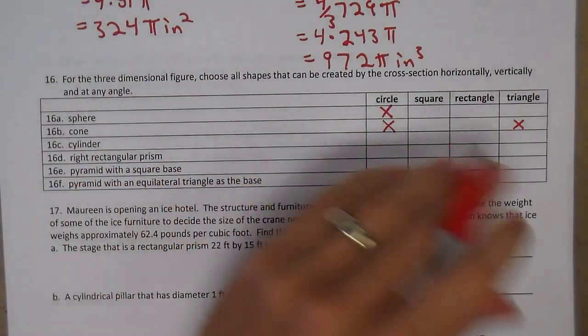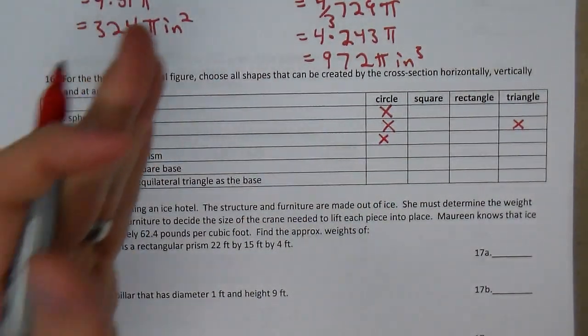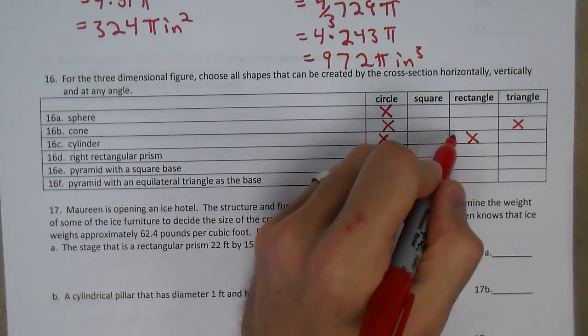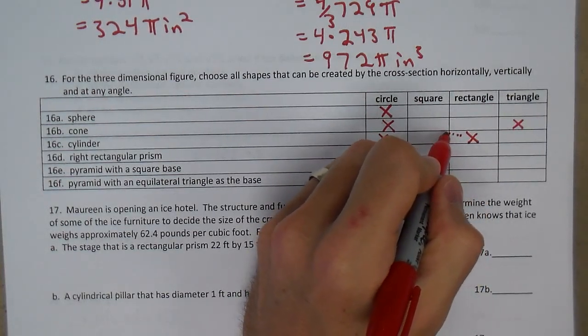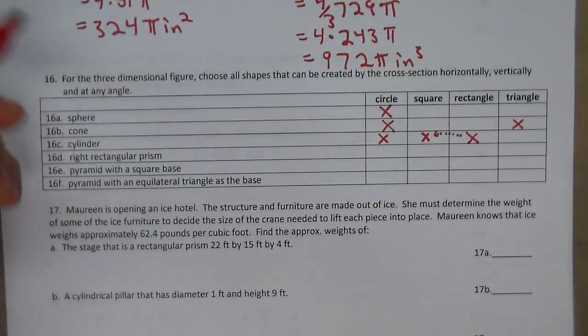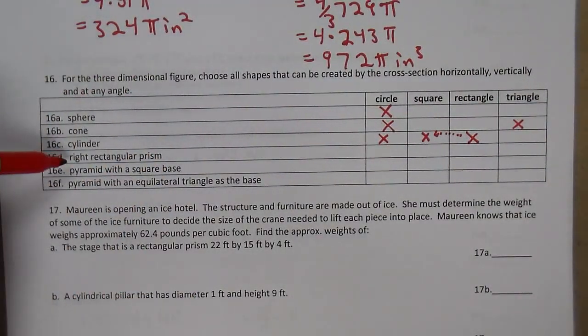A cylinder, if I cut horizontally through to the base, I get a circle. If I cut straight down from the top, it could be a rectangle. It could technically also be a square if the diameter and the height were the same. So it's possible, but really we want to think rectangle.